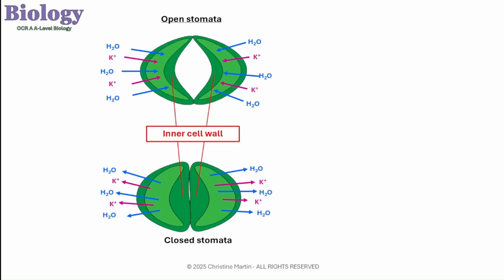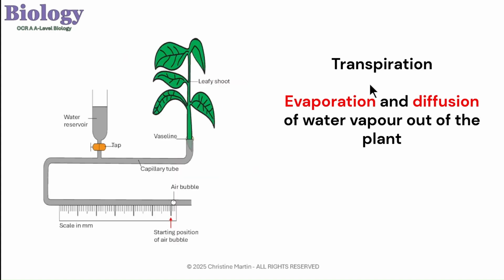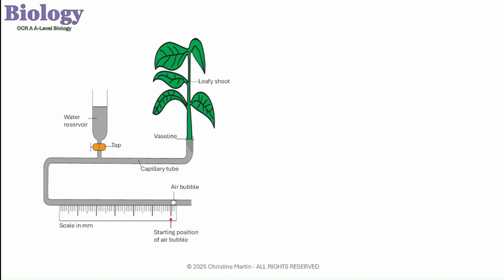So when water molecules evaporate from the mesophyll cell surface into the air space, this creates a concentration gradient. When the stomata are open, the water vapor will diffuse down the concentration gradient out of the leaf. This loss of water vapor from the plant is called transpiration. So transpiration is the evaporation and diffusion of water vapor out of the plant through the leaves or the stem. Now we can estimate the rate of transpiration using a potometer.